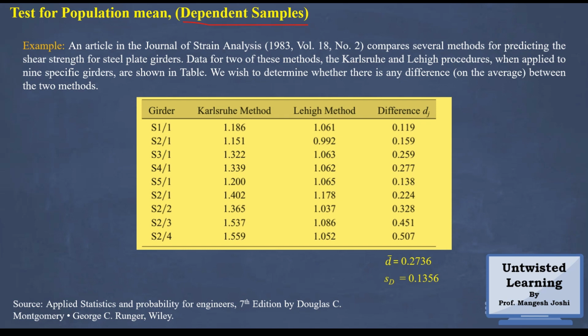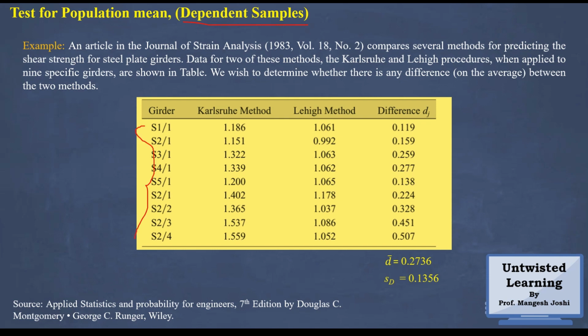Again, this problem is taken from Applied Statistics and Probability for Engineers, 7th edition by Douglas Montgomery. So let us see an example. An article in the Journal of Strain Analysis compares several methods for predicting the shear strength for steel plate girders. Data for two of these methods, Karlsruhe and Lehigh procedures, when applied to 9 specific girders, are shown in the table. We wish to determine whether there is any difference between the two methods.